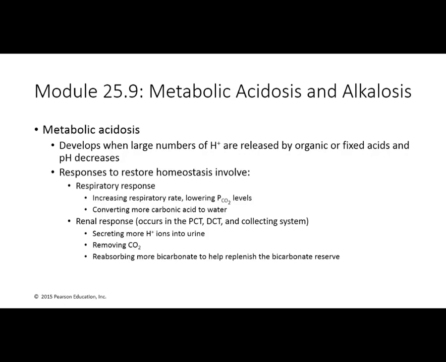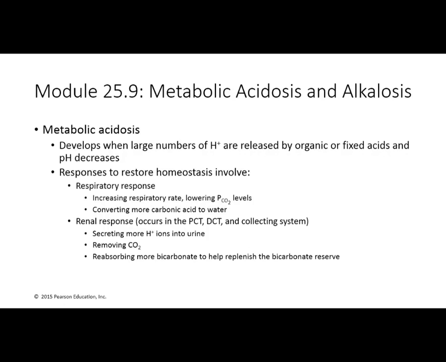The lungs will also try to kick in. Again, if you've got too much acid, we just said, what are the lungs going to do? What are they going to attempt to do? Get rid of more CO2, get rid of more acid, so the rate of respiration will change.